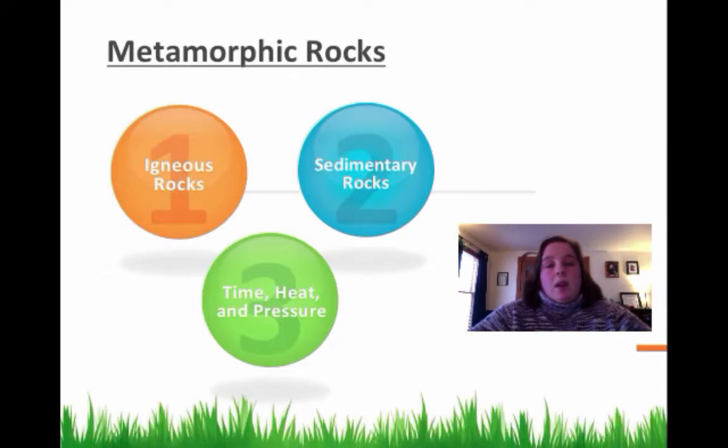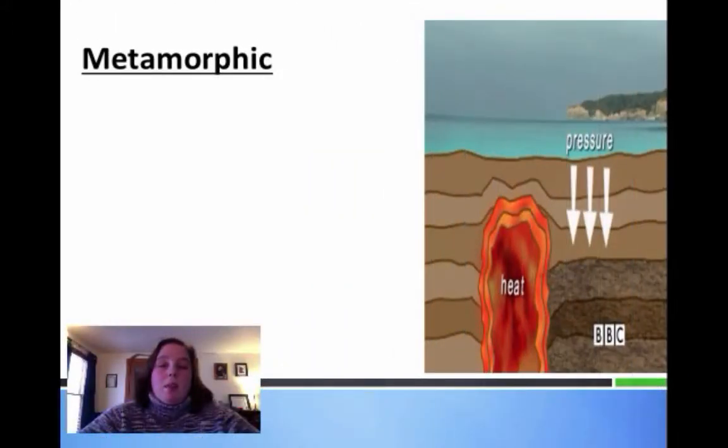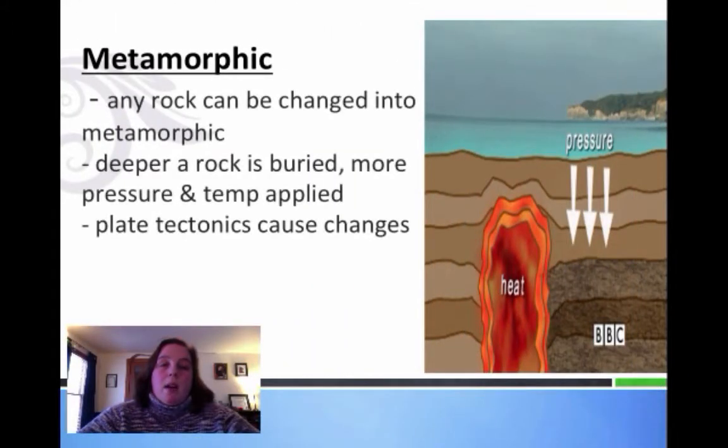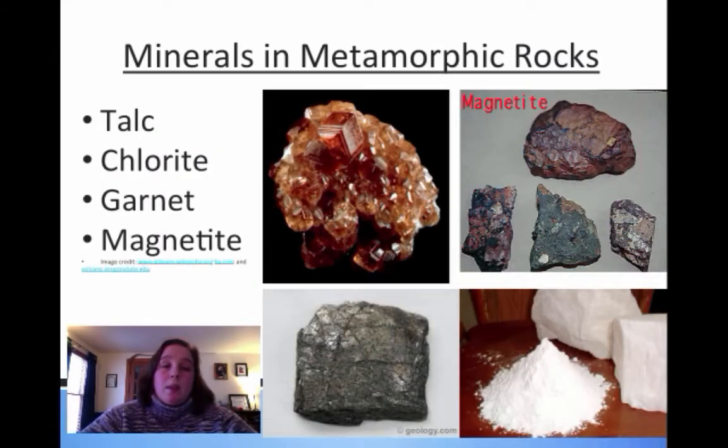So metamorphic rocks come from a couple of places. First of all, they actually were once either an igneous rock or a sedimentary rock. So what happens is that you take an igneous rock or a sedimentary, you add enough time, heat, and pressure, and you are going to get a metamorphic rock. So any rock can be changed into a metamorphic rock. The deeper a rock is buried, the more pressure and temperature applied. And remember, plate tectonics cause these changes. That's why it was so important that we learn those first.